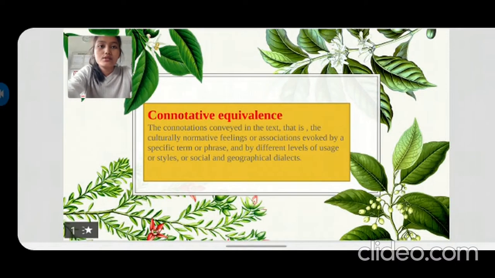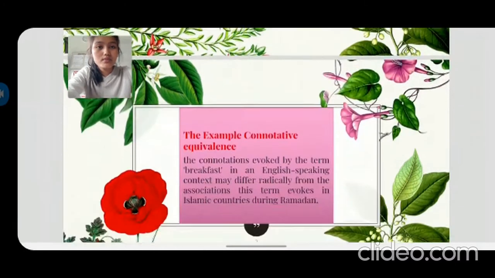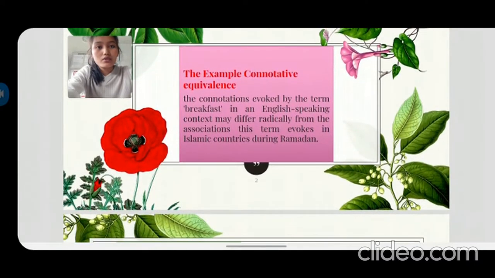Okay, now I will continue with the connotative equivalence. The connotation conveyed in the text carries the culturally normative feelings or associations evoked by a specific term or phrase, and by different levels of usage or styles, or social and geographical dialect. The example of connotative equivalence. The connotation evoked by the term breakfast in an English-speaking context may differ radically from the association this term evokes in Islamic countries during Ramadan.